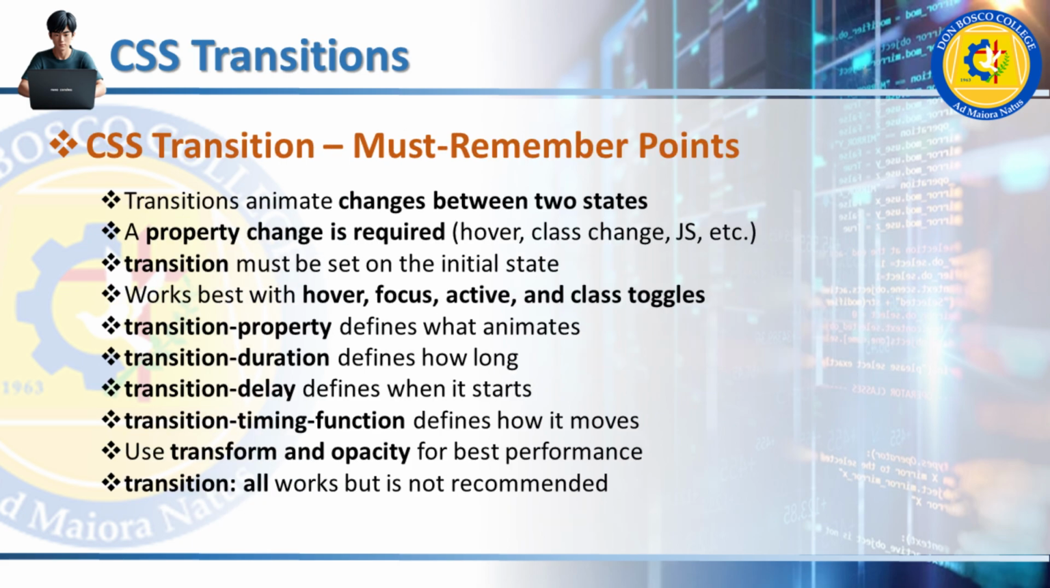Transitions animate changes between two states. A property change is required, such as hover, a class change, or a JavaScript event. The transition must be set on the element's initial state. Transitions work best with hover, focus, active, and class toggles. The transition-property defines which property will animate.